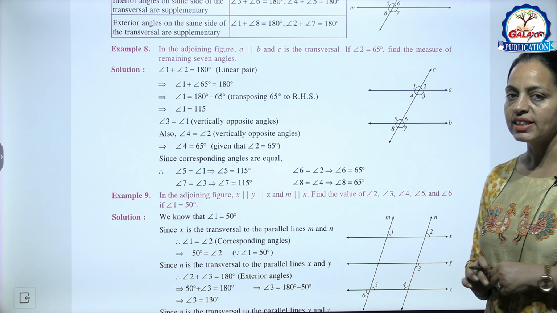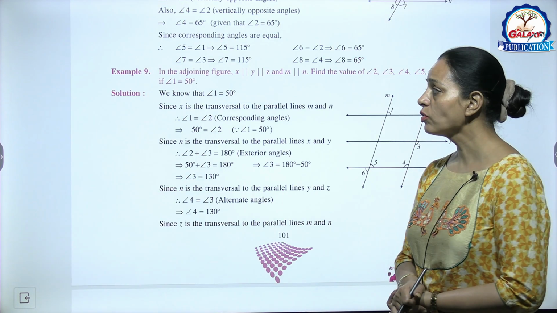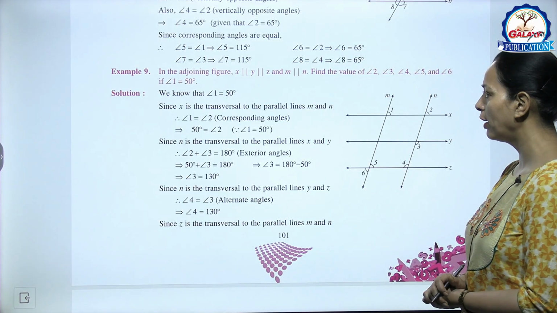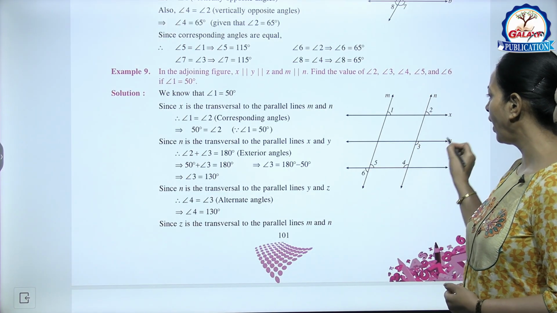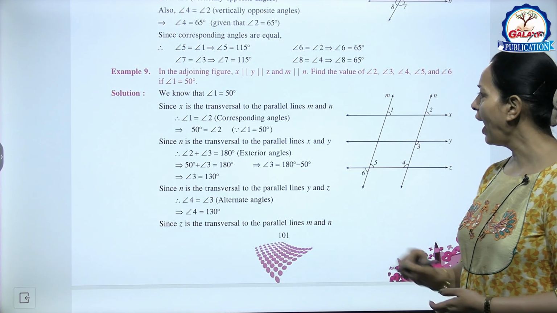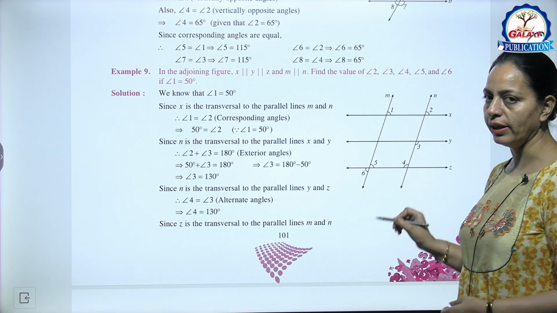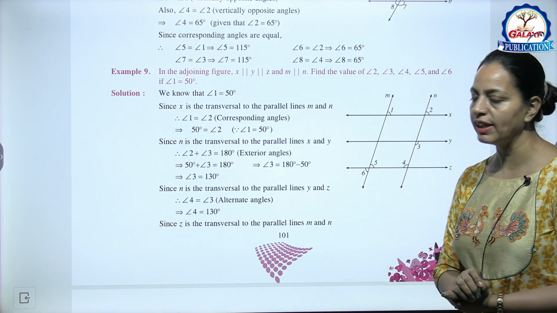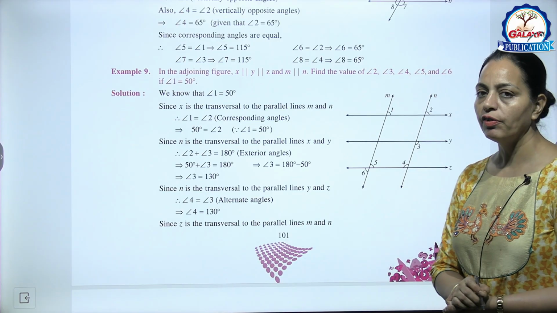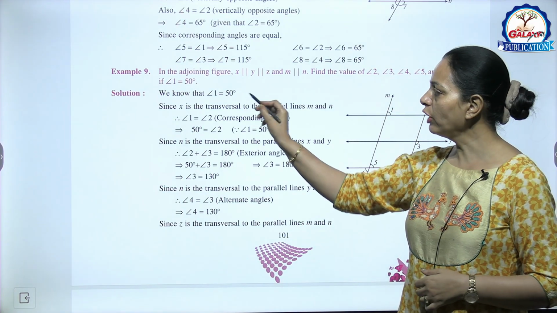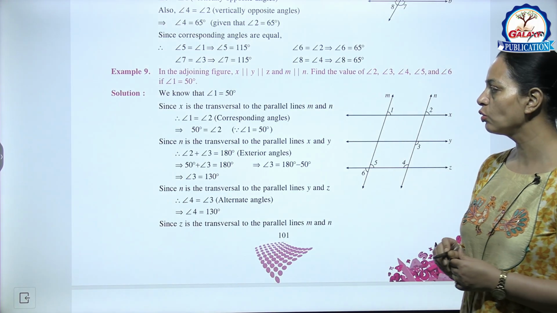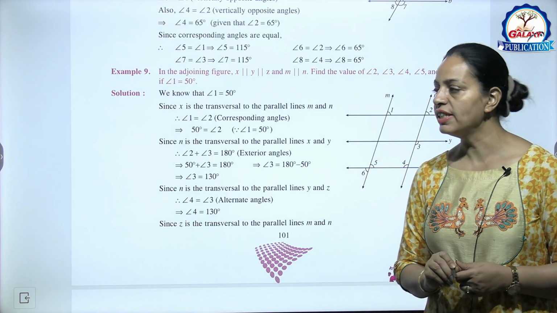I hope this is clear to you. Now see example 9. In this figure, X is parallel to Y, parallel to Z, 3 parallel lines X, Y and Z, and M is parallel to N. Now find angle 2, 3, 4, 5 and 6, if angle 1 equals to 50 degree. You know 1 equals to 50 degree and 1 and 2 are corresponding angles. So 2 is also 50 degree.